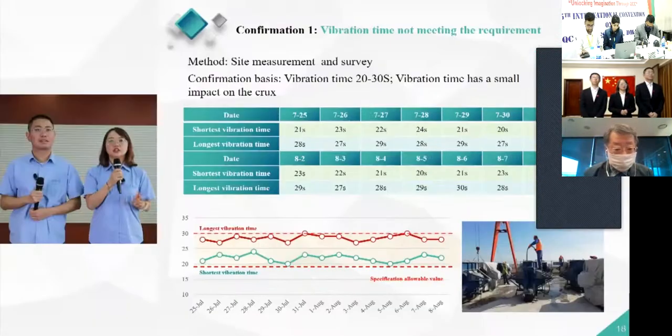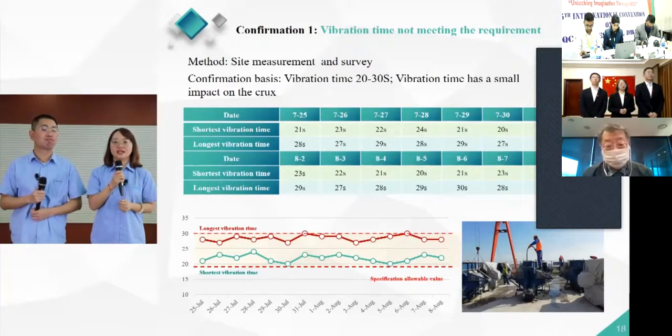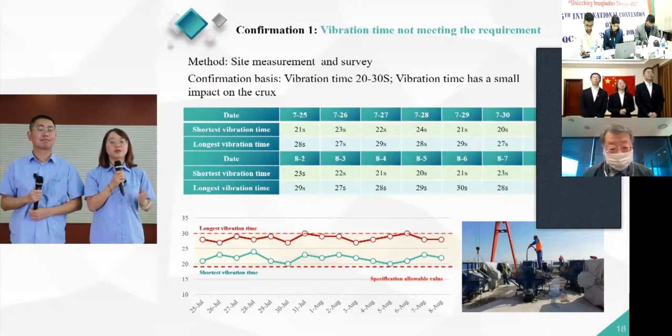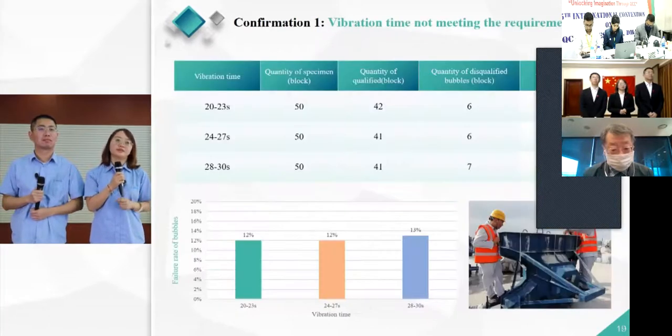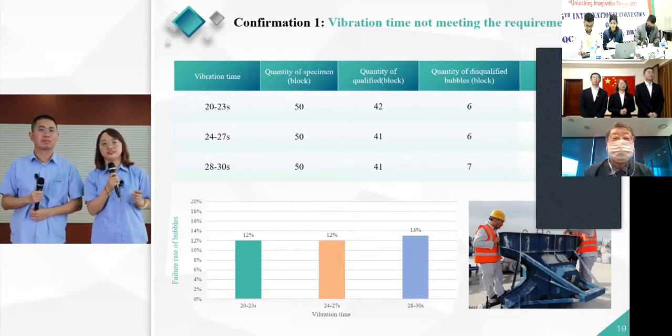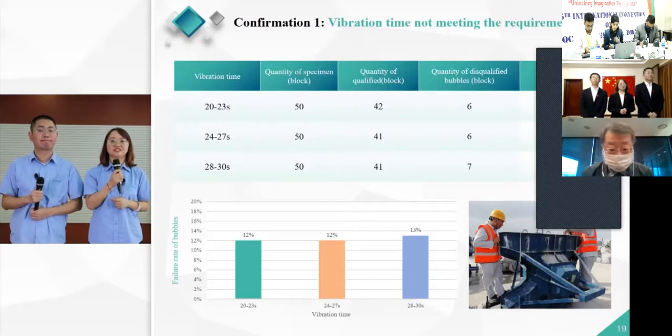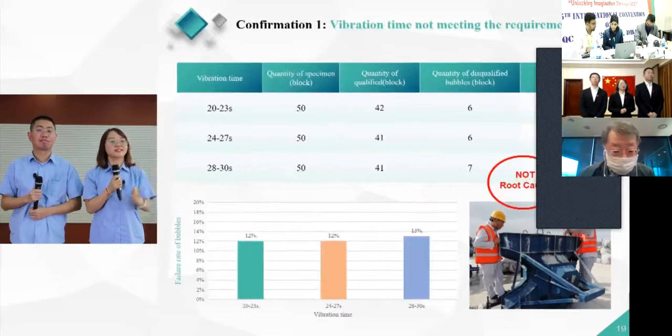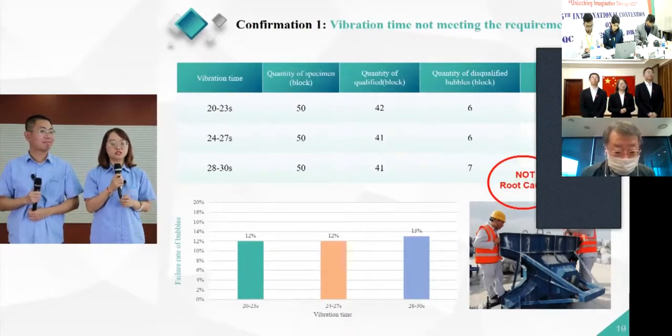Terminal factor 1, concrete vibration time inconsistent with the requirement. We checked the concrete vibration time in the field. It's confirmed that the vibration time was controlled within 20 to 30 seconds per cord. Our team conducted statistics of the bubble defect generated at different vibration times. There is no obvious difference in the failure rate at different vibration times. Therefore, the vibration time has little impact on the cracks. So this terminal factor is not the root cause.